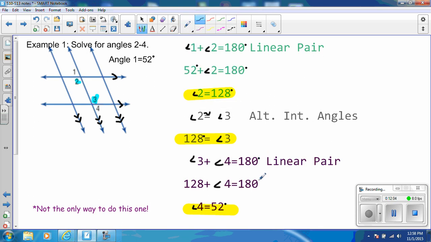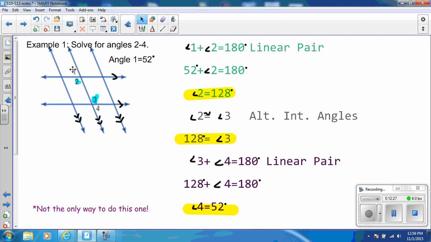180 degrees. And I plug in my 128 for angle 3 right here to get 128 plus angle 4 equals 180. When I subtract 128 from each side, I figure out that angle 4 equals 52 degrees.